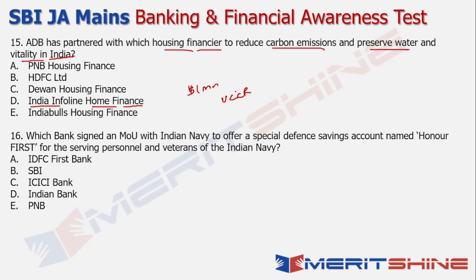And IIFL will basically contribute 0.15 million out of this, right? In terms of dollars, of course. This will come through IIFL, and this is towards your inexpensive housing in India. So that is the context. So the tie-up is between ADB and India Infoline Home Finance.